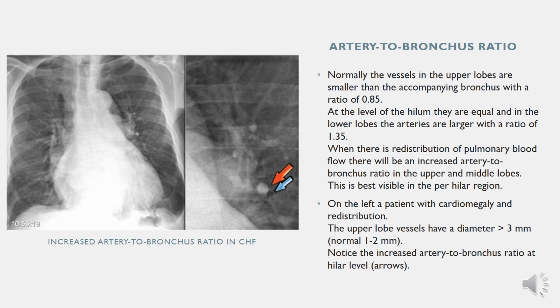Now, on the left, a patient with cardiomegaly and redistribution. The upper lobe vessels have a diameter larger than 3 mm, while the normal is from 1 to 2 mm. Notice the increased artery to bronchus ratio at hilar level, shown by the arrows.